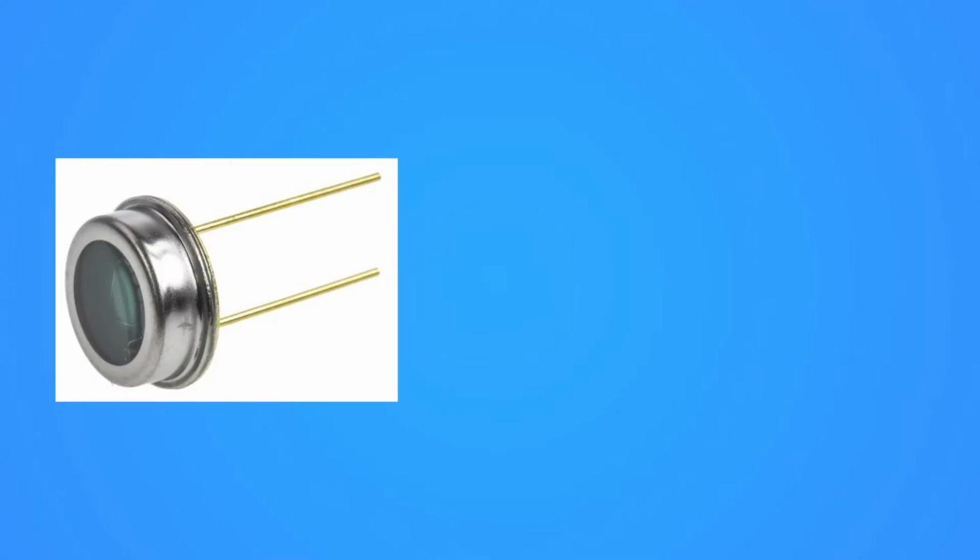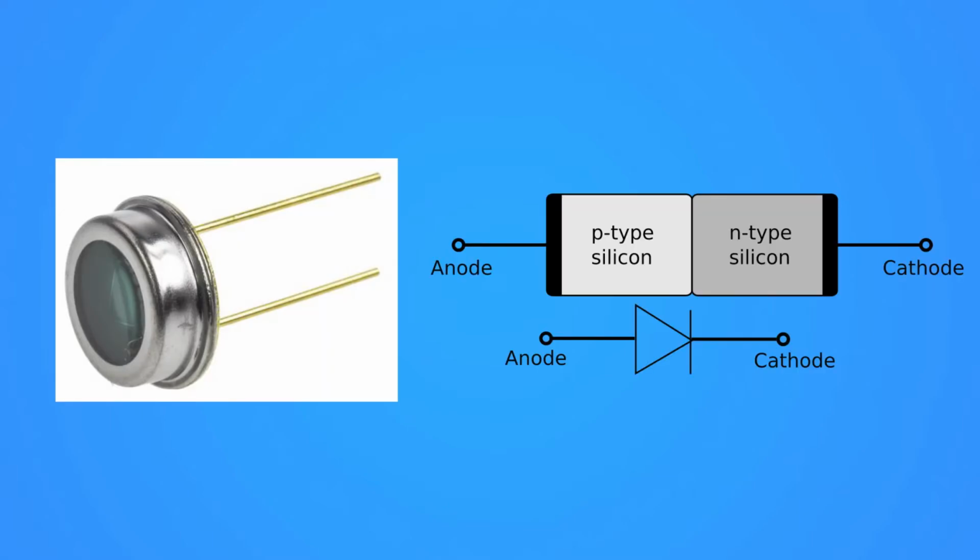So let us learn what is a photodiode and its working principle. A photodiode is basically a PN junction which is fabricated from a photosensitive semiconductor, and it is provided with a narrow, or you can say small, transparent window which allows the passage of light to fall on its junction. A symbol is represented as shown below.